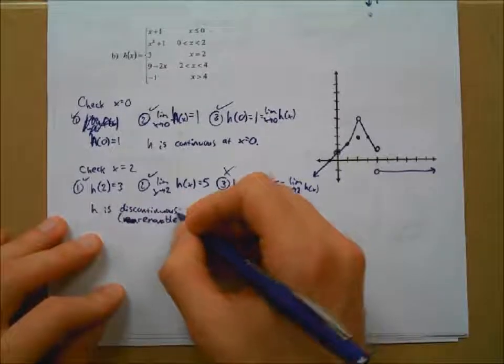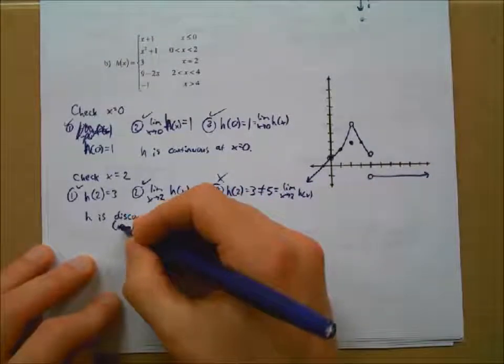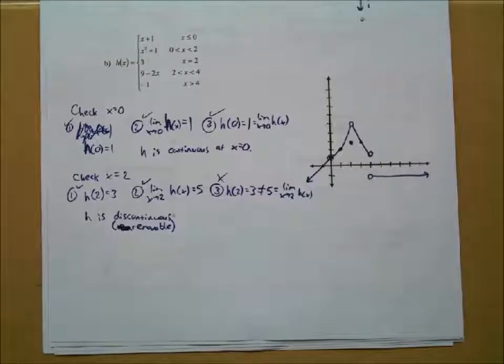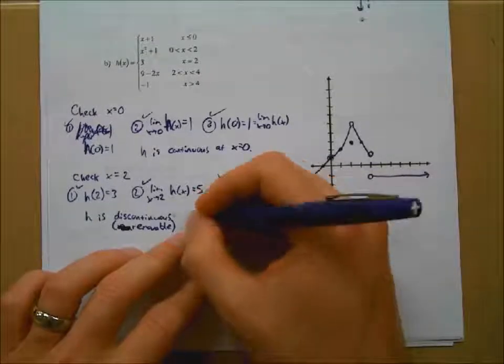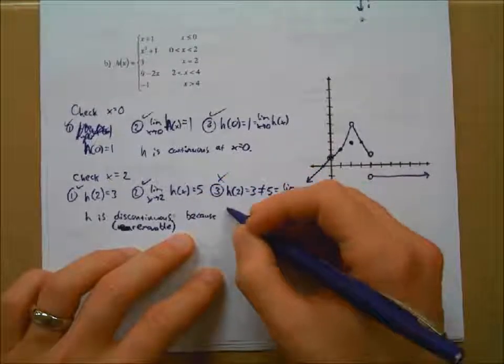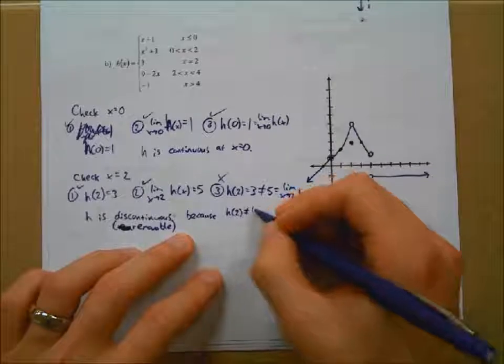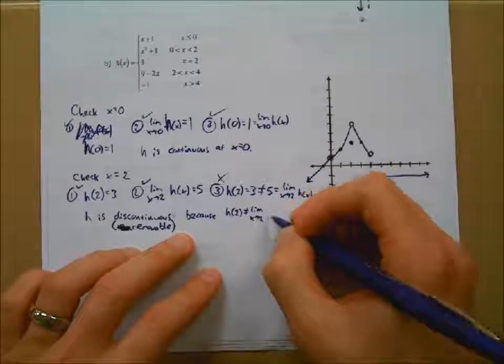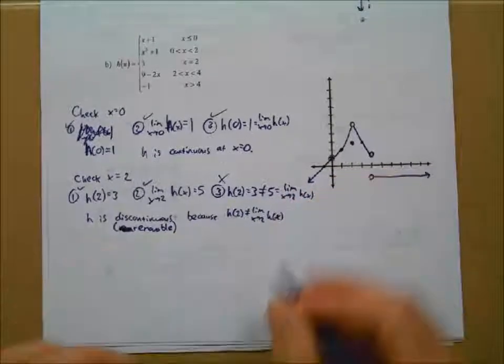This one is removable, right? Because it's just a single point. We could fill in there to make it work. So it's a removable discontinuity. h is discontinuous because h of 2 does not equal the limit as x approaches 2 of h of x.